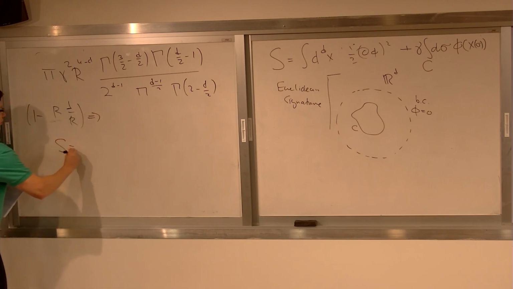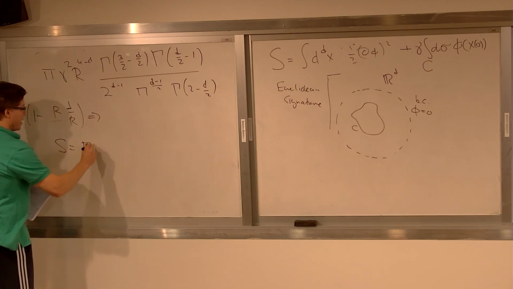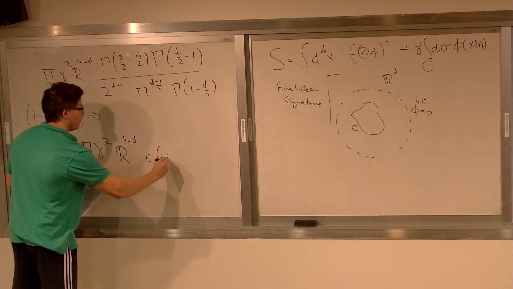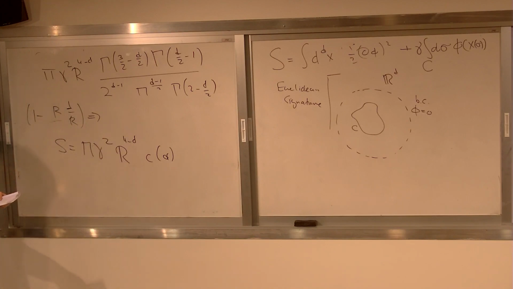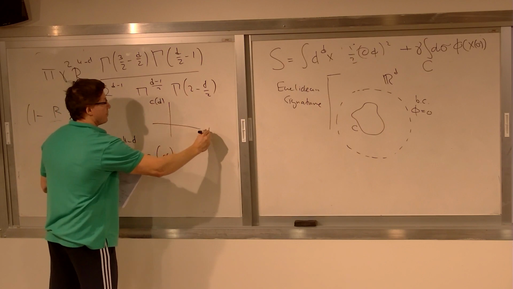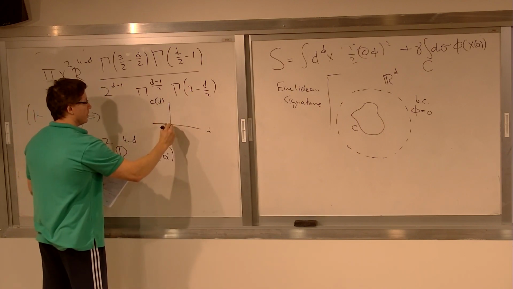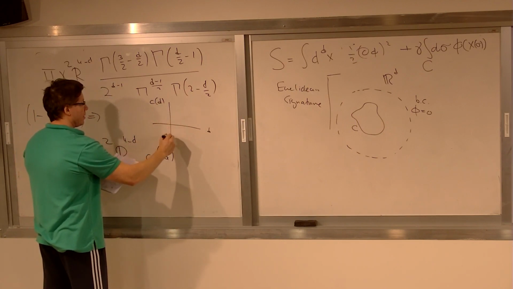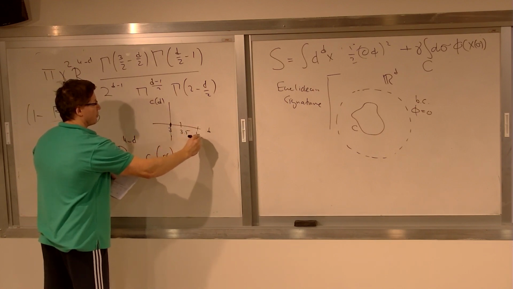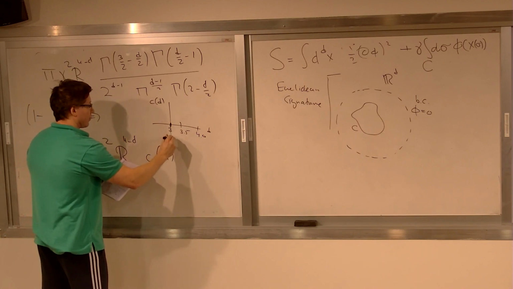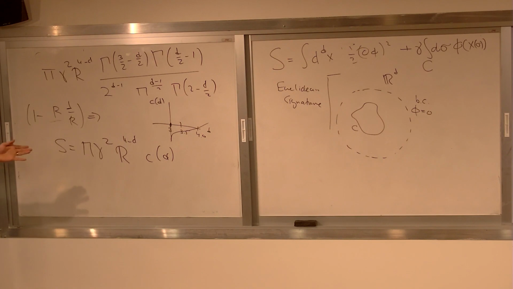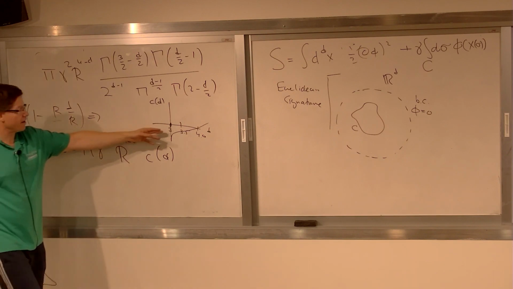So now we have a formula for the entropy of the defect: pi gamma squared r to the power 4 minus d times some coefficient which is d dependent. It's a bunch of gamma functions. And this coefficient, c of d, has the following behavior as a function of d. This is going to be 3, this is going to be 3.5, this is going to be 4. So it looks roughly like this. It's negative in 3, it's negative in 3.5, and it's exactly vanishing in 4.